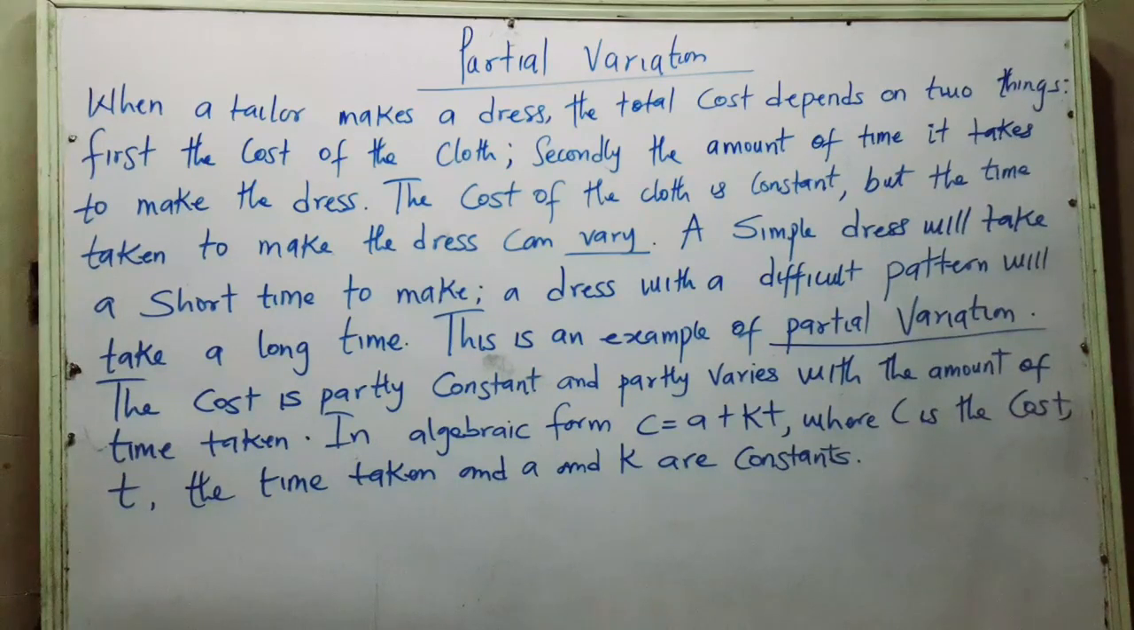In algebraic form, C is equal to A plus KT, where C is the cost, T is the time taken, and A and K are constants. When you have understood this meaning, you understand how to solve any questions of partial variation.